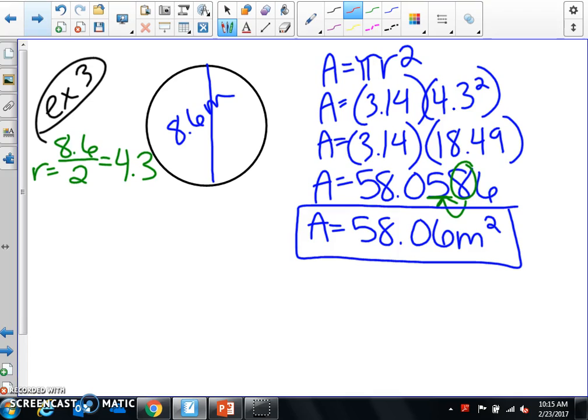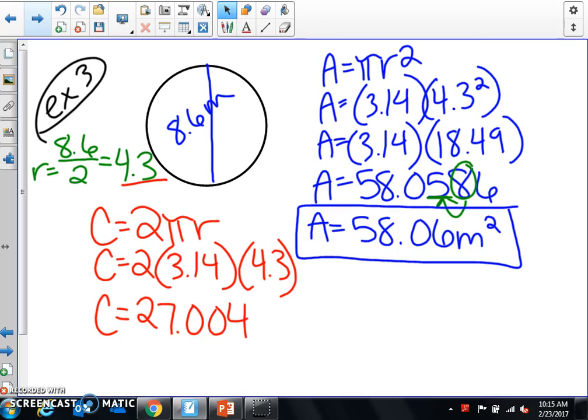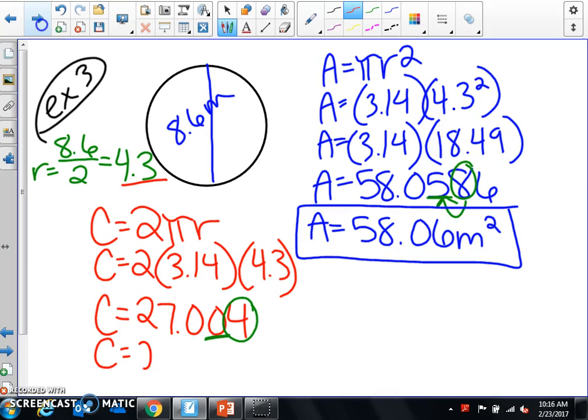For circumference, I need to do 2 pi r. Circumference is 2, turn that pi to 3.14. My radius is 4.3. And now I just go ahead and plug that in my calculator. 2 times 3.14 times 4.3 gives me 27.004. Once again, I'm going to round that to the nearest hundredth, which is the second decimal place. 4 or less, let it rest. So C equals 27.00, or just 27 meters.